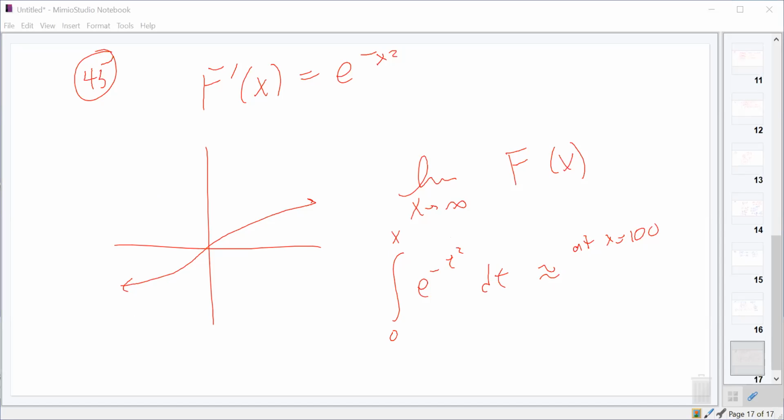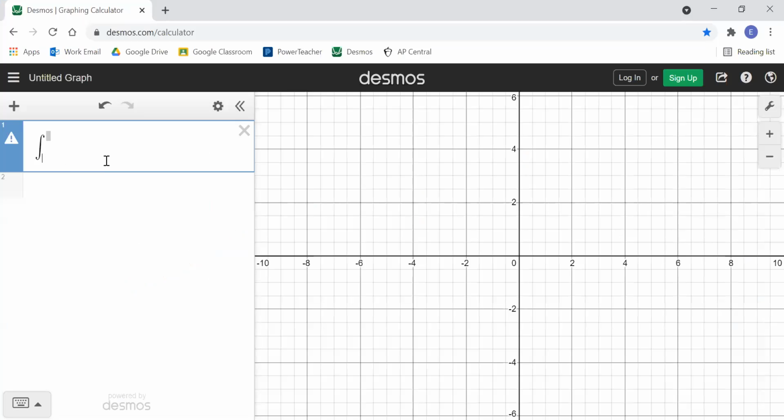One second. So 0 to, let's say, 100 of e to the negative x squared dx. Is that the answer choice that they said it was? Yes, I think so. Anyway, that's what you would do there: you would just look at what happens as this upper limit gets very large. The larger I make it, it's clearly coming out closer and closer to 0.886.